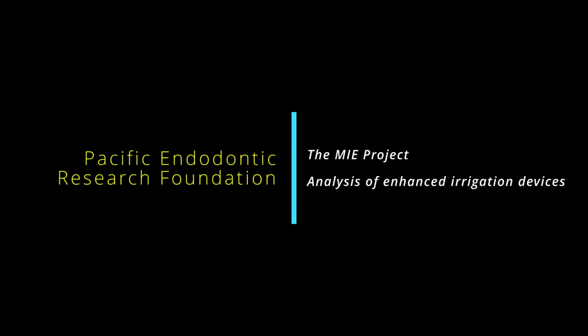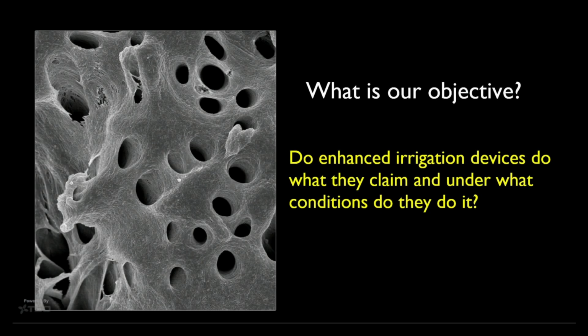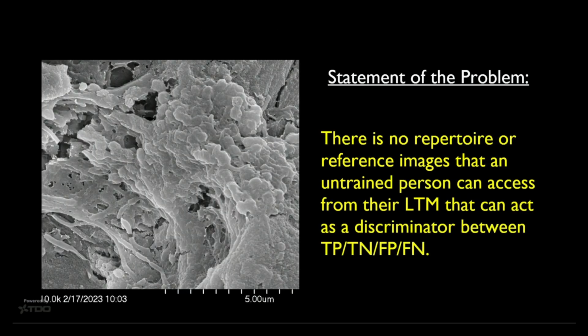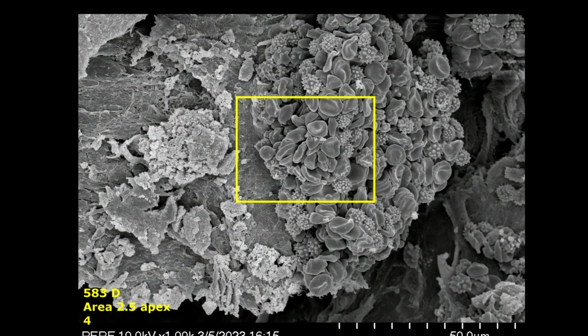Here are some thoughts on the MIE project we're doing together, the analysis of enhanced irrigation devices. What we're trying to do is figure out whether enhanced irrigation devices do what they claim to do, and if so, under what conditions do they do it. But there's a problem in that we have no repertoire or reference images that an untrained person can access in their long-term memory that can help them with true positives, true negatives, false positives, and false negatives.